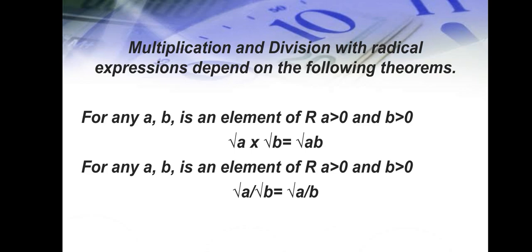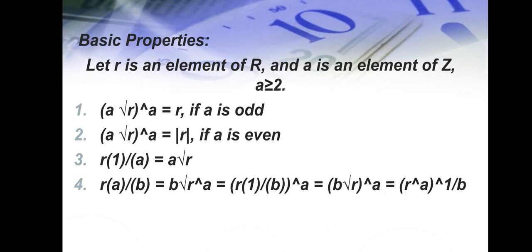For any a and b elements of R, a greater than 0 and b greater than 0, square root of a times square root of b is equal to square root of ab. For any a, b elements of R, a greater than 0 and b greater than 0, square root of a times square root of b is equal to square root of ab.